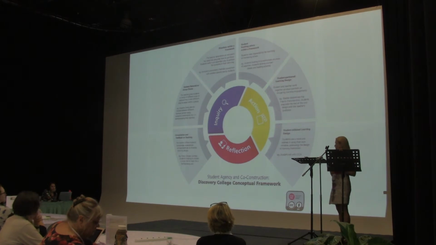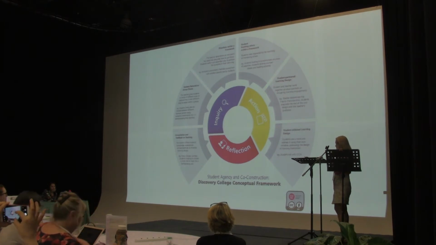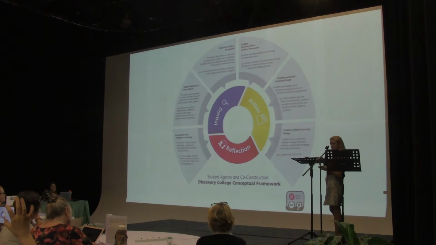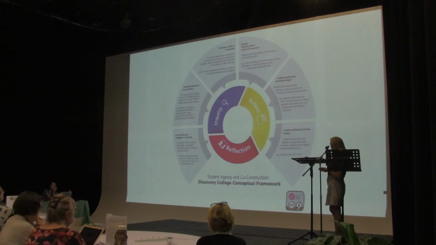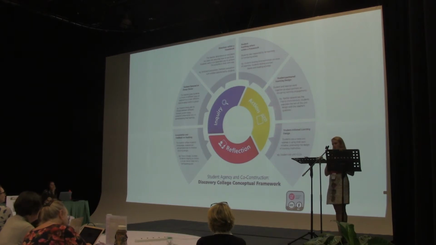Now, in our school, Discovery College in Hong Kong, we have put together a conceptual framework. I appreciate there's quite a lot of small print in that, but we have the slides and a chance to explore it later. There are 6 key elements: consultation and feedback on teaching, student personal or group choice, directions within a framework, students teaching others within a framework, student-partnered learning design, and student-initiated learning design. I won't focus on all of those, but I'll just pick out a few key parts where I think as librarians we can play a part.